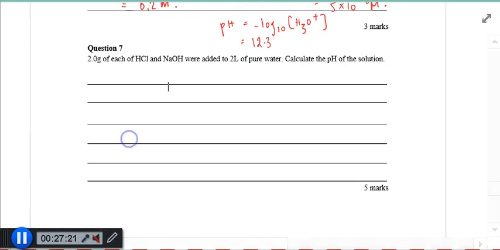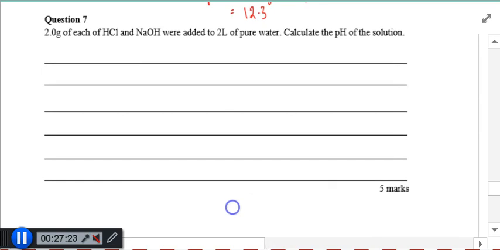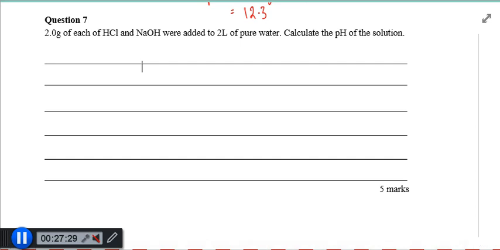Let's not skip this question. So 2 grams of HCl and NaOH are added to 2 liters of pure water. Calculate the pH of the solution. Let's do it. This is going to be a reaction where, this is a hard question too, you don't get complete neutralization of one of the species.